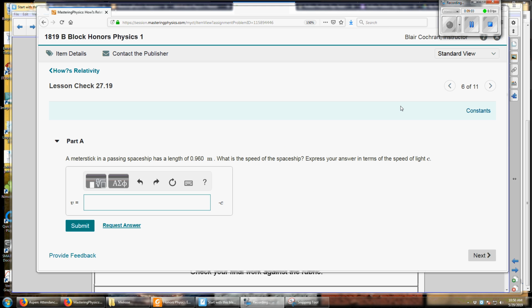All right, number 6. A meter stick passing a spaceship has a length of 0.96 meters. What's the speed of the spaceship? Give your answer in terms of the speed of light, c. All right.